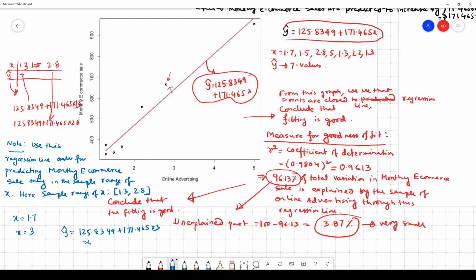But if X lies in this range, you can happily use this regression line, because we know the nature of the relationship between X and Y in the sample range of X. Okay, so please tell me if we have any problem up to that.